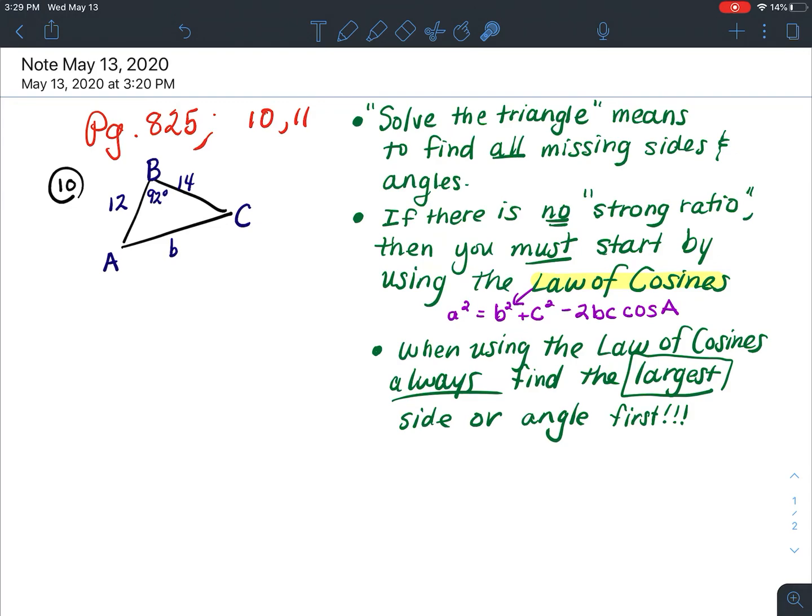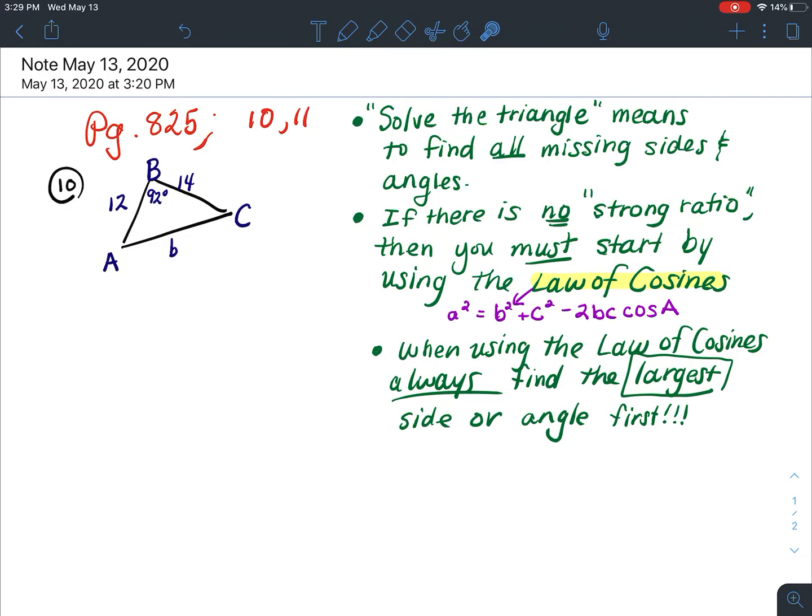I think we all would probably agree that the law of sines feels easier to use than the law of cosines. So if you can use the law of sines, you would definitely want to do that. As you look at number 10, though, you'll notice the only angle we know is the 92-degree angle, and we don't know the side opposite that. So we don't have the strong ratio that we need in order to do the law of sines.